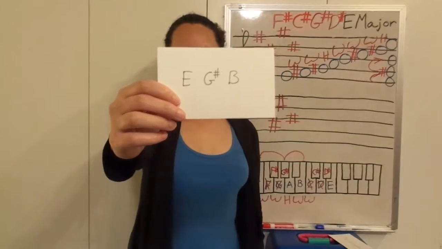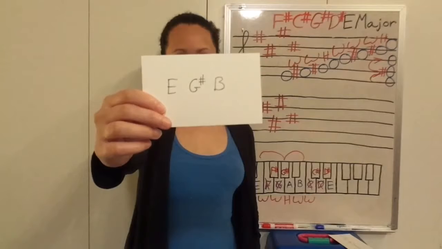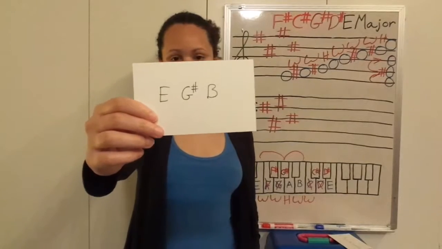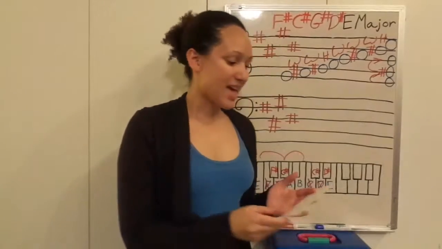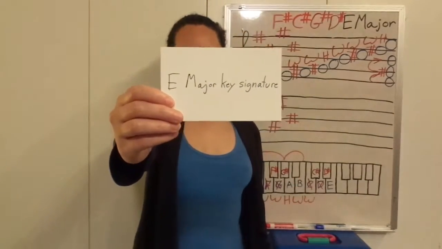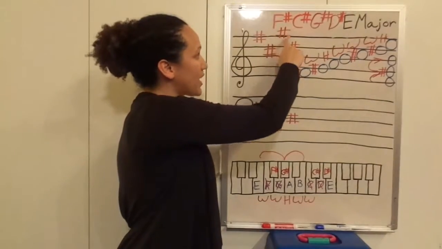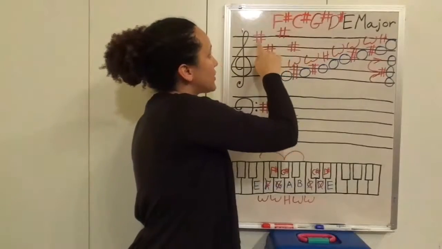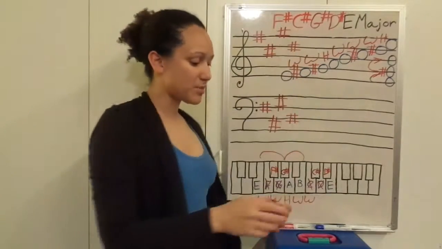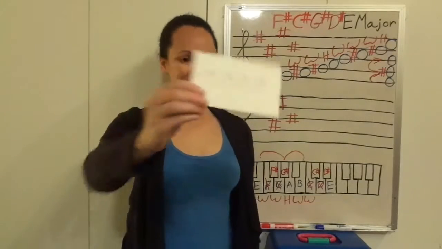And then write them all out, or spell the chord. E, G sharp, B. And then our E major key signature. That's this here that tells us what key we are in. We are in the key of E major. So that's F sharp, C sharp, G sharp, D sharp. And you can write that out as well. F sharp, C sharp, G sharp, D sharp.